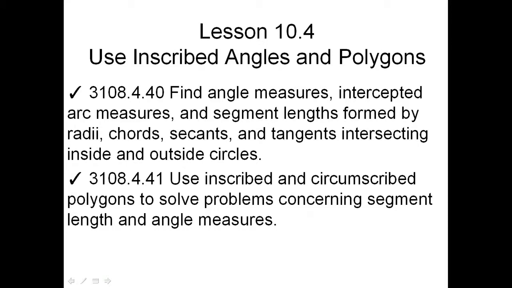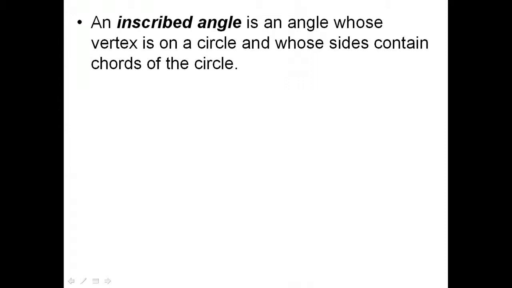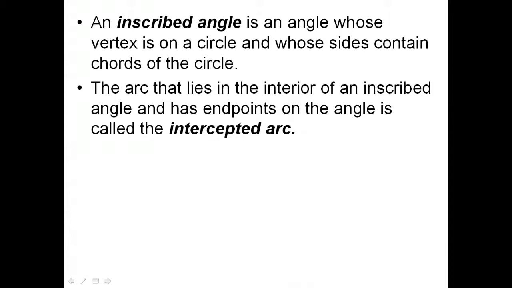Continuing in our study of circles, today we're going to talk about inscribed angles and polygons. These are angles and polygons inscribed inside of a circle. An inscribed angle is an angle whose vertex is on a circle and whose sides contain chords of the circle. Remember, we talked about a central angle earlier. Now we're going to talk about an inscribed angle.